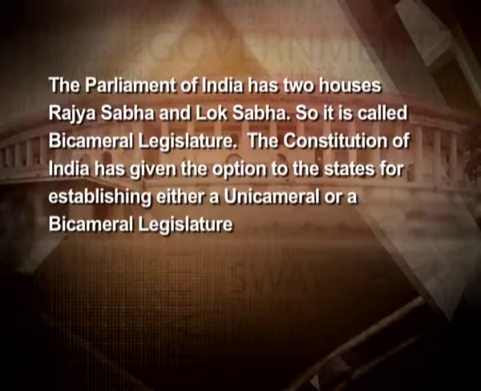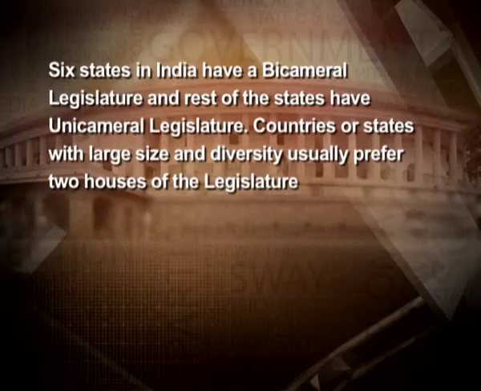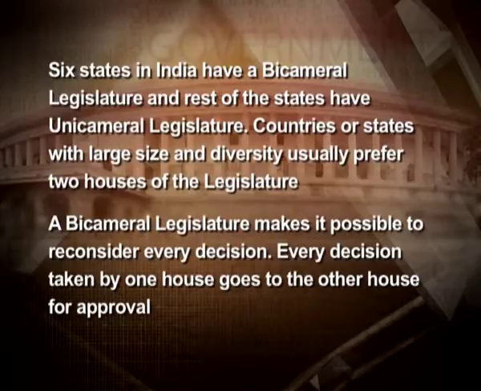The Constitution of India has given the option to the states for establishing either a unicameral legislature or a bicameral legislature. 6 states in India have a bicameral legislature and the rest of the states have unicameral legislature. Countries or states with large size and diversity usually prefer two houses of the legislature. A bicameral legislature makes it possible to reconsider every decision. Every decision taken by one house goes to the other house for approval.